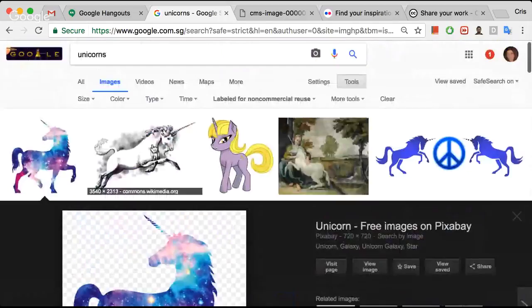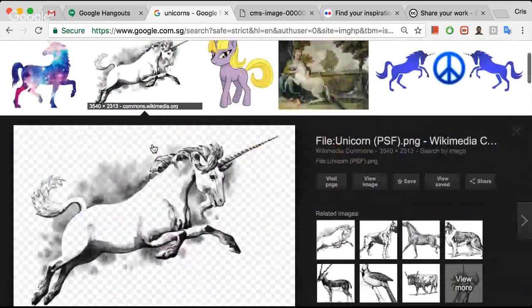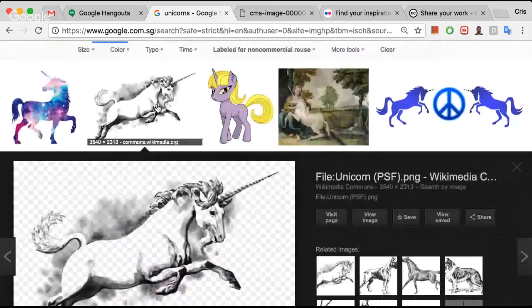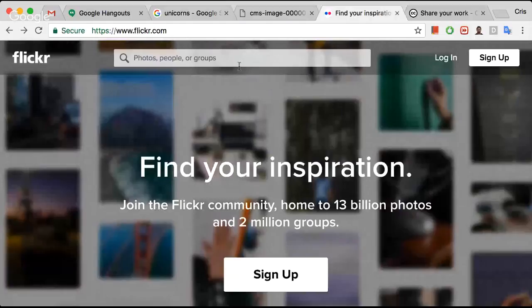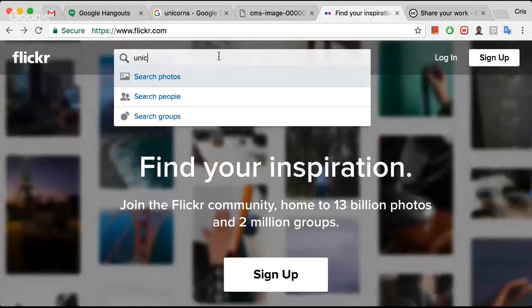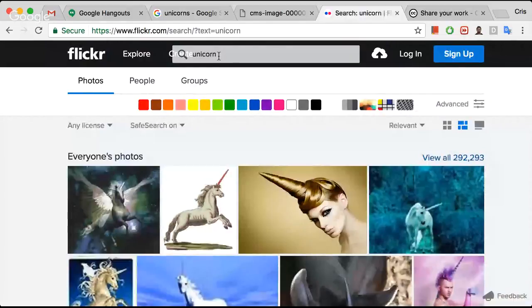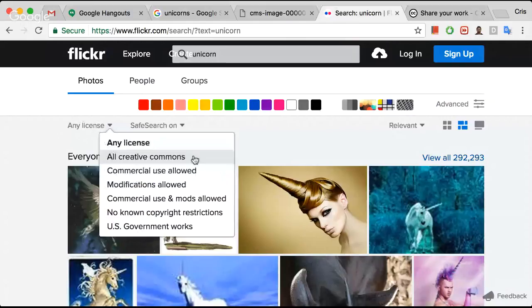So let's see. So here for this unicorn, you can see in the URL underneath it says commons.wikimedia. That commons means it's from the Creative Commons. So it's an easy way to check. Another great place to find images is Flickr. They also have a really easy filter for finding Creative Commons materials. So up here on the left, they have an option for all Creative Commons.